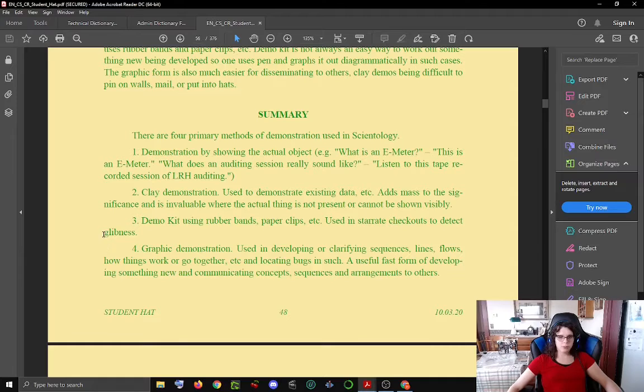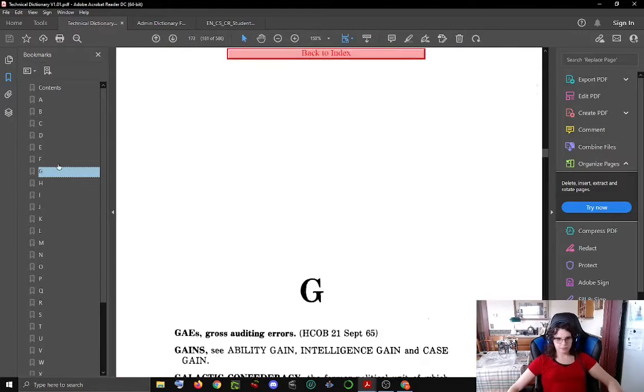Alright, I never looked up the word glib, but I feel like it's a technical thing.